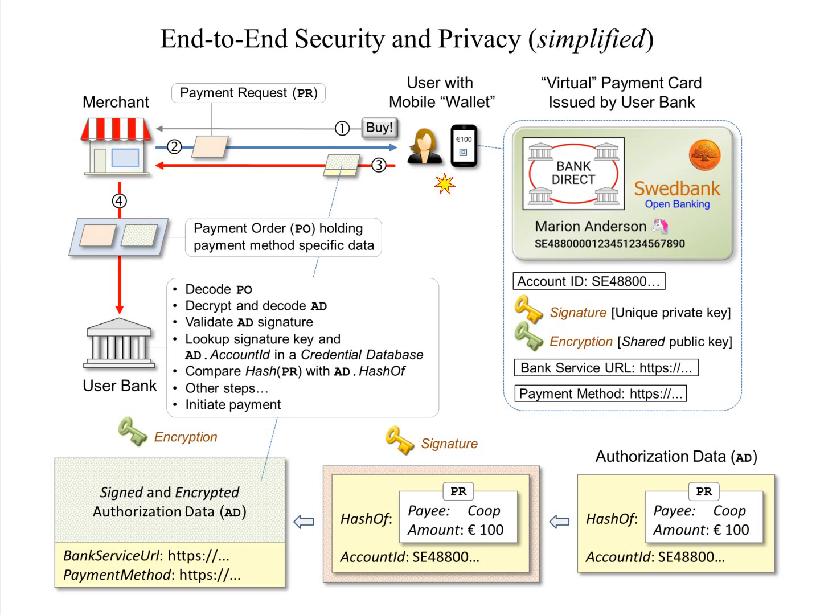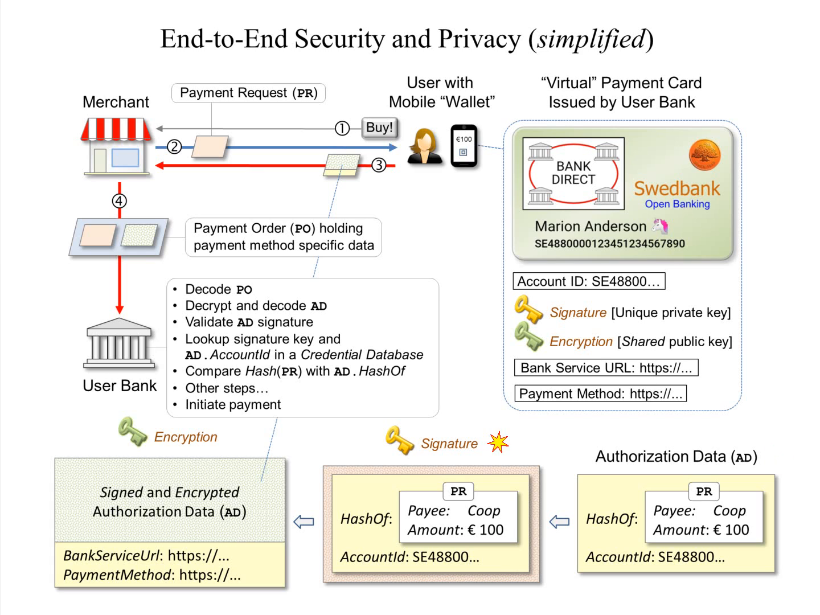Only the cards which are matching are displayed to the user to select from. After the user has authorized the payment request, the wallet application takes the request data and processes it with the keys and data associated with the selected virtual payment card. First, the wallet computes a hash of the payment request and puts the result in an authorization data object together with other information like the account ID.